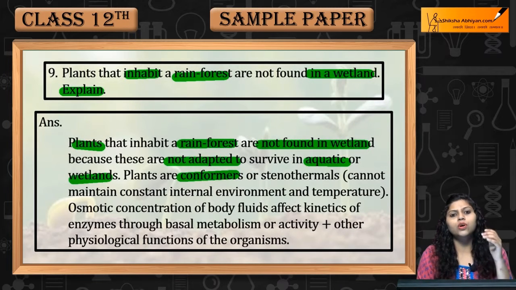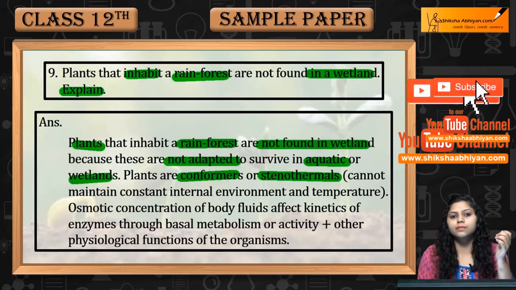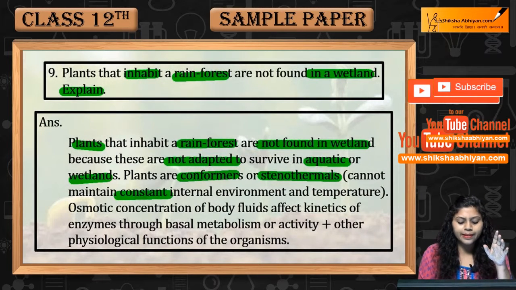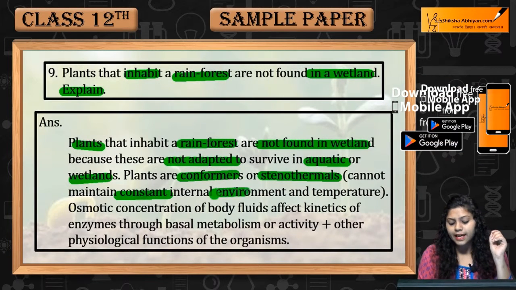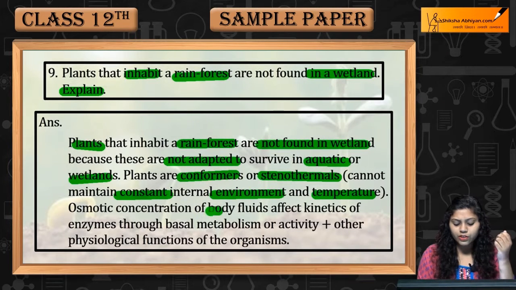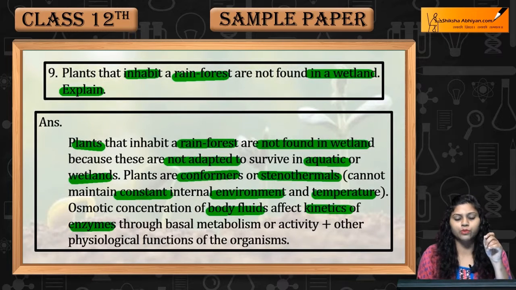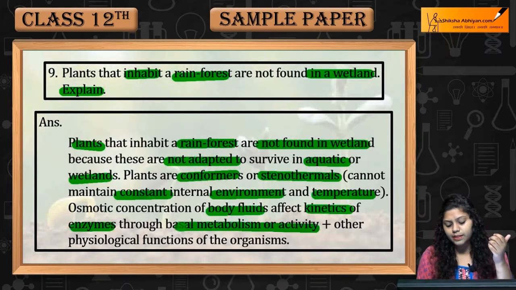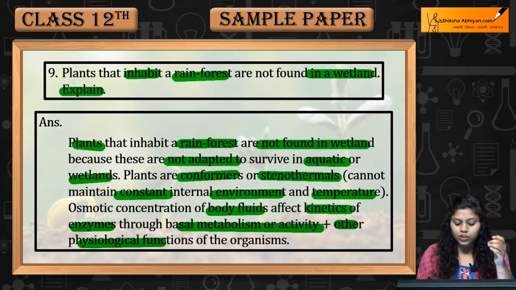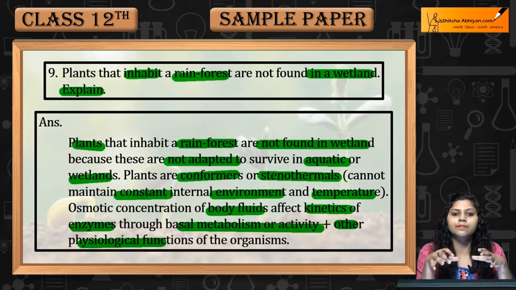Plants are conformers or stenothermals. They cannot maintain constant internal environment or temperature. Osmotic concentration जो है body fluid की affect करती है kinetics of enzymes को through basal metabolism or activity and other physiological functions of the organism.